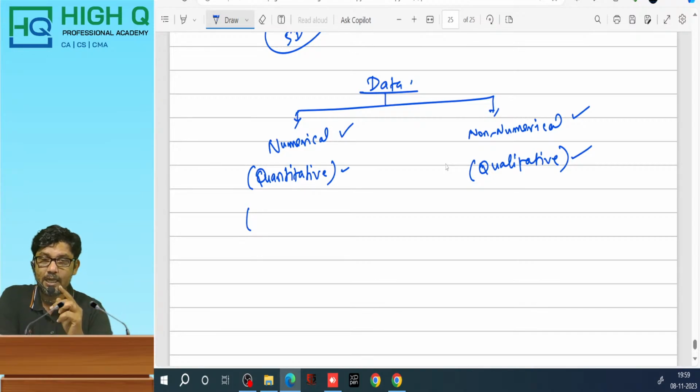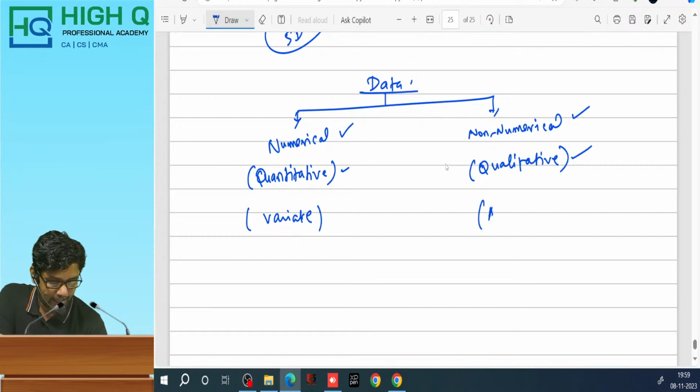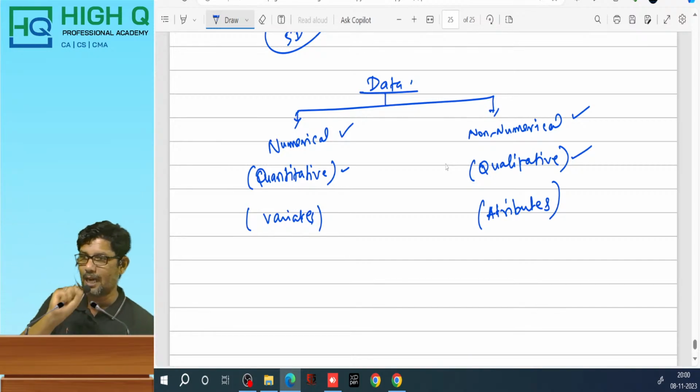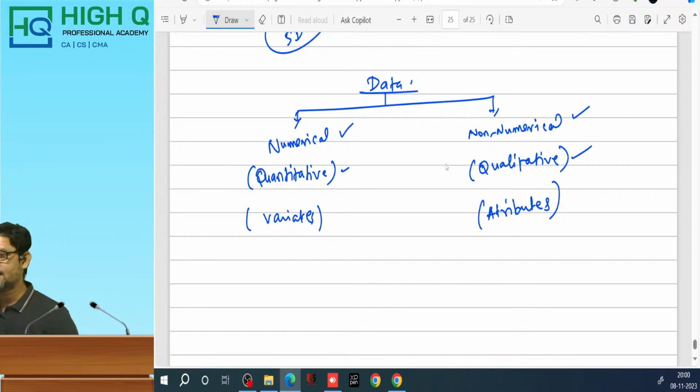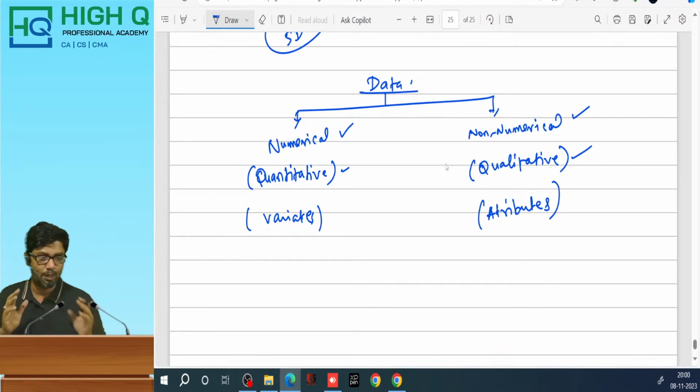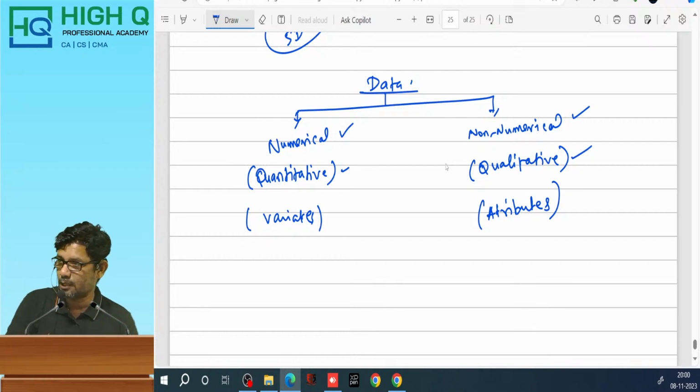But in statistics, we use different language. Numerical data, I'm going to call variates. And non-numerical data, I'm going to call attributes. When I collect non-numerical data, that comes under attributes. When I collect numerical data, it comes under variates. Are you all understanding or not? Say yes or no. So variates and attributes.